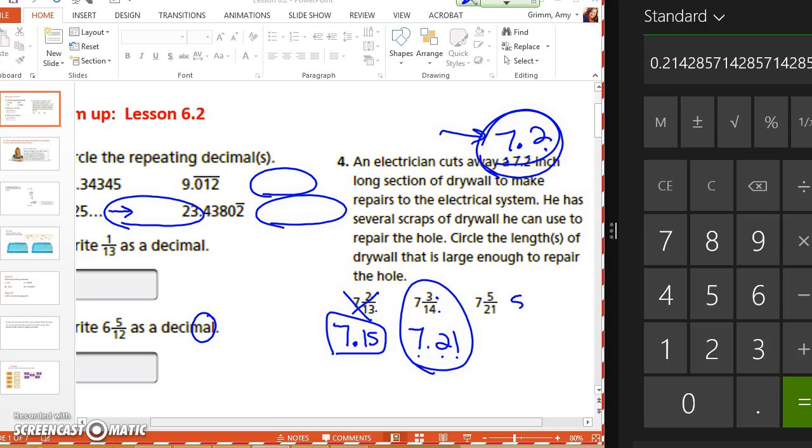So I'm going to take 5 divided by 21. And I get 0.238. What do you think? Yeah, that's big enough because I only need 5.2. And that one would be big enough also. Okay, questions on that? Today's lesson piggybacks off this, so we'll review this even more today as we're talking about our new stuff.